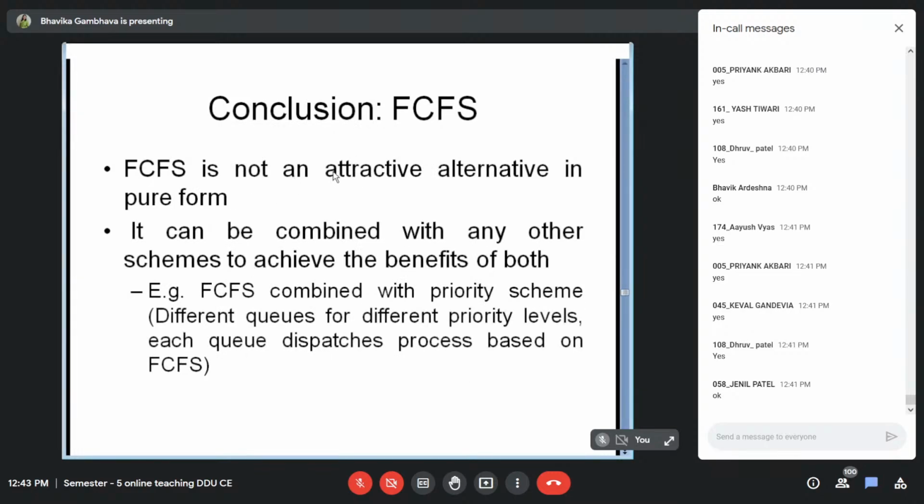It is not a very attractive policy in its pure form. In the basic form, it is not an attractive policy. It can be combined with another policy to achieve the benefits of both. First come, first serve can be combined with priority as well, where we assign priority to some levels and then go for first come, first serve within them. So that is the conclusion. If you have any doubt in first come, first serve, please ask me.